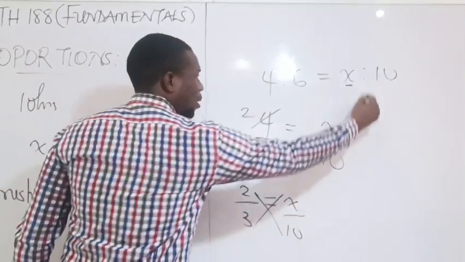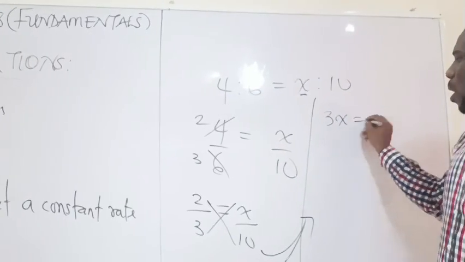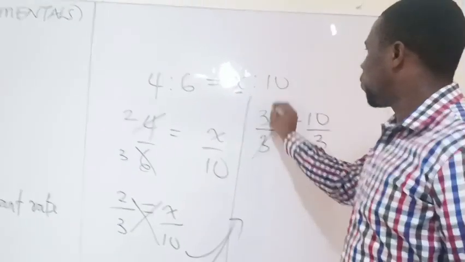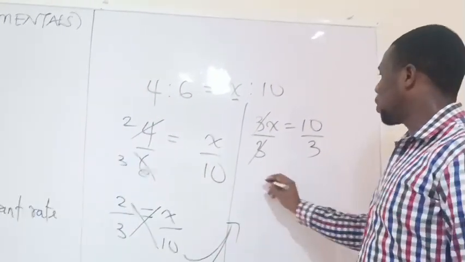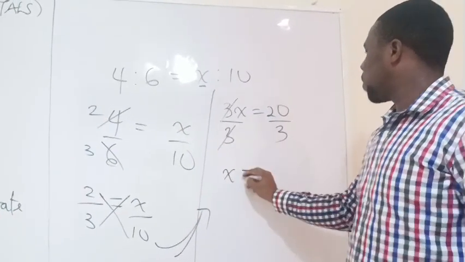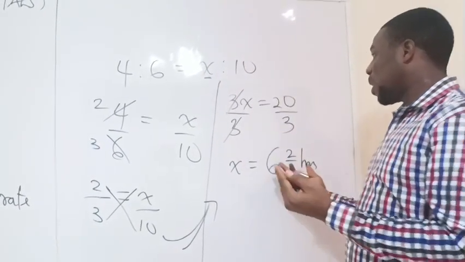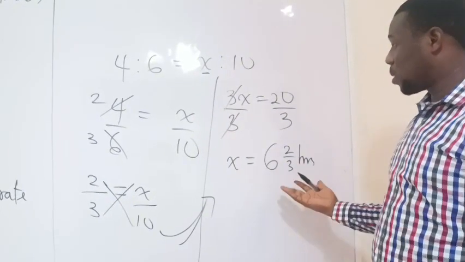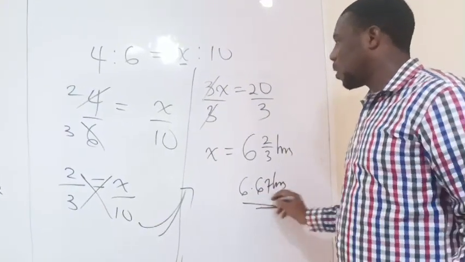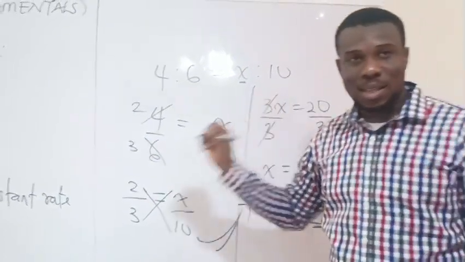So X times 3 gives me 3x, and then 2 times 10 is 20. I could divide both sides by 3 to find the time it takes for 6 taps to fill up that container at a constant rate. So x becomes 20 over 3, which is 6 and 2 over 3 hours, or you could say x is about 6.67 hours, as you like it. So it will take less time for more taps if they were rushing at the same rate.